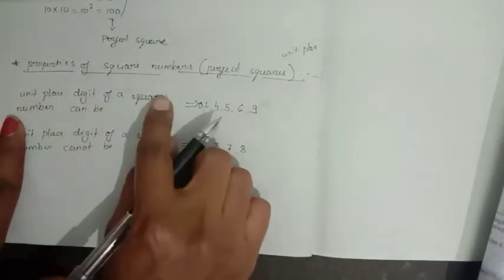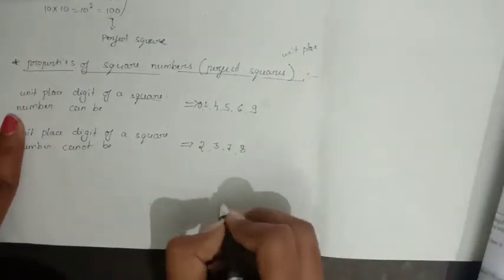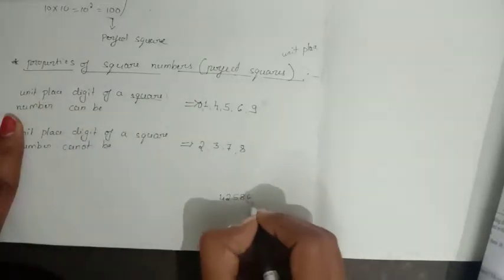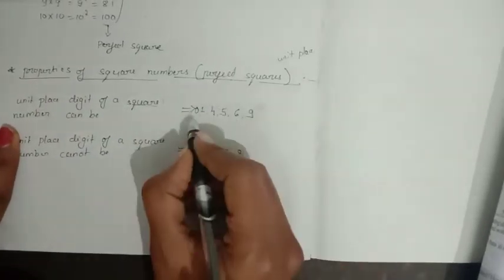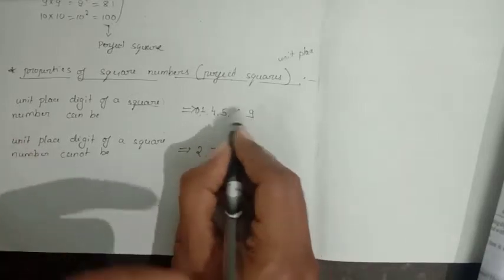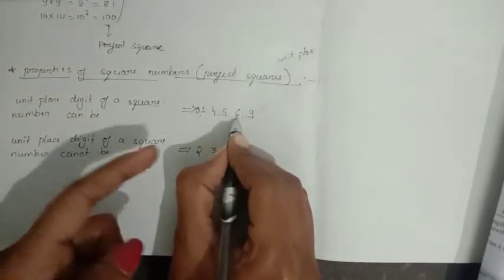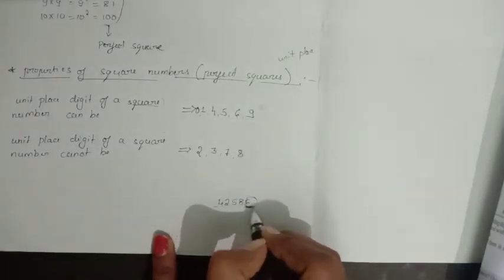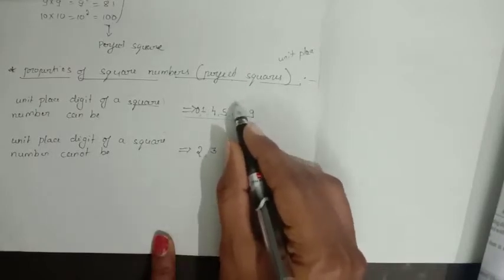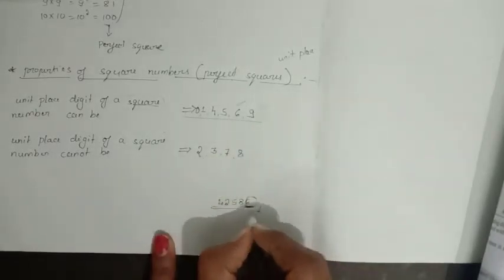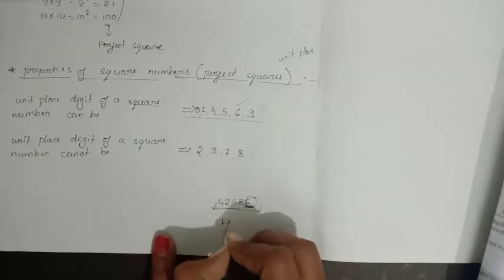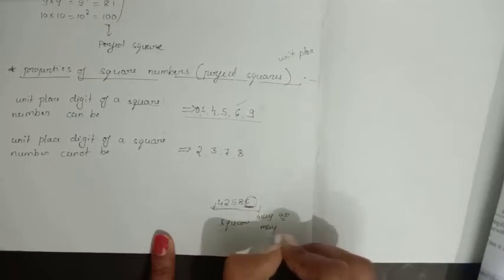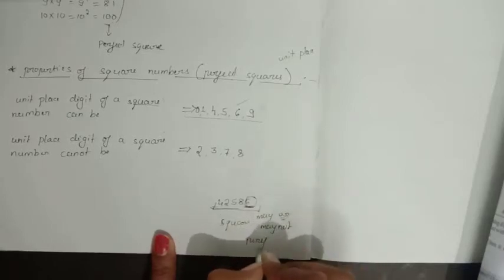If any number is given, for example 4, 2, 5, 8, 6, observe the unit place. If the unit place is any of 0, 1, 4, 5, 6, 9, then it may be a perfect square. Here it is a bigger number, and its unit place is 6, so that means it is in the list. It may or may not be a perfect square. Okay, there are some chances.